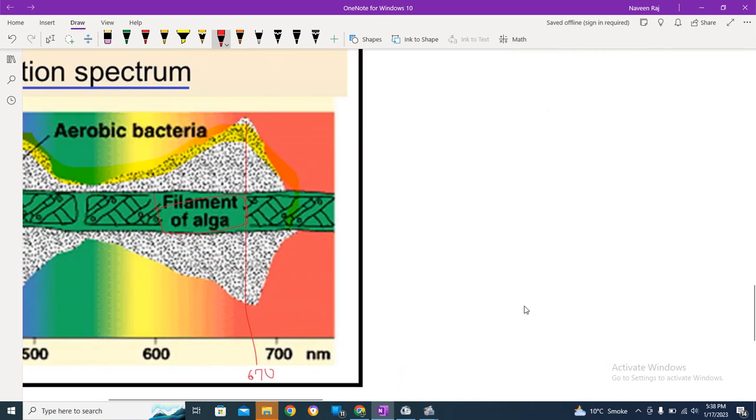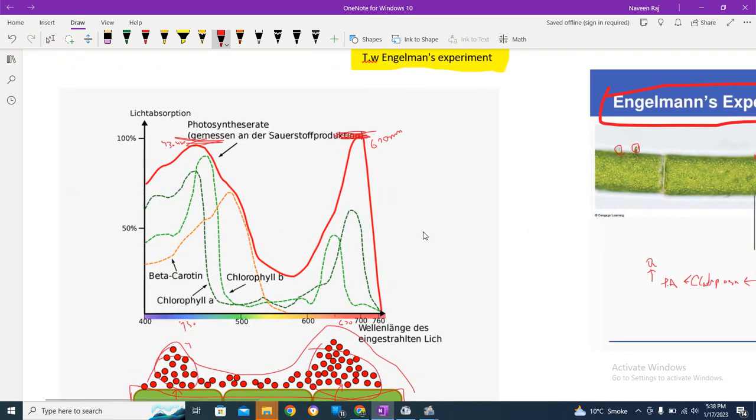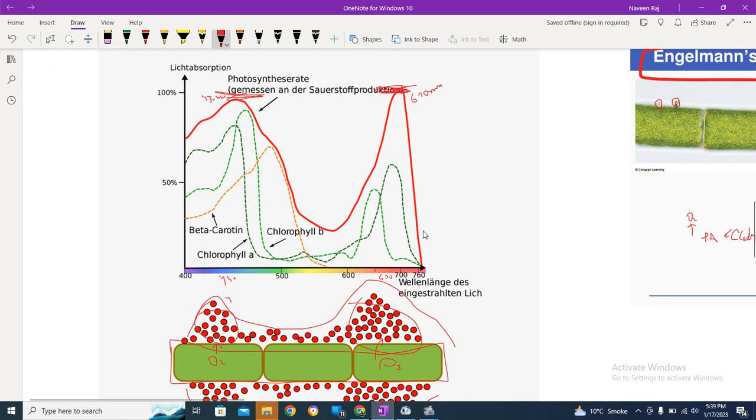This was the conclusion. It was proved in further experiments carried out later that this statement was true, that at 430 nanometers and 670 nanometers the photosynthesis rate is at its maximum. And this is how it works. When we get into other spectrums, we'll get clearer about why only 670 nanometers and why only 430 nanometers.